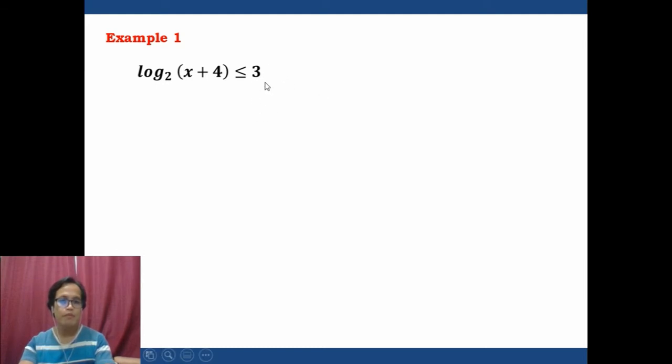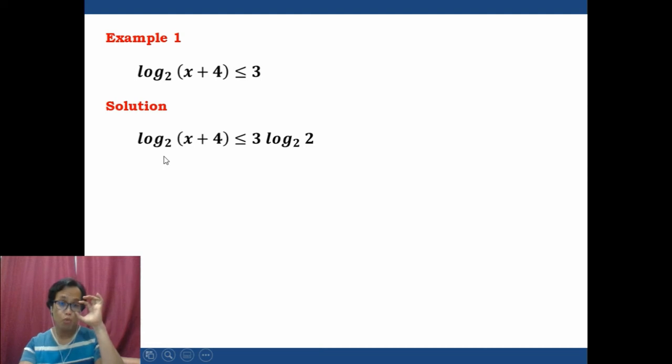But before we apply the first rule, we need to express the right side of the inequality in log form first, so that we can apply the first rule. How do we do this? Solution: we write log of x plus 4 base 2. We copy the left side of the inequality, then we copy the symbol less than or equal to. Now the right side becomes 3 log of 2 base 2.